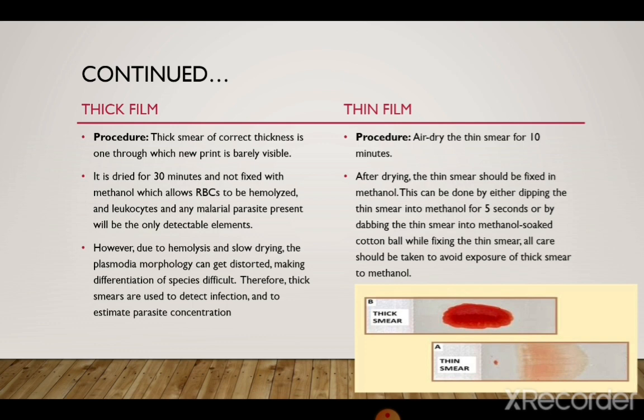For thin film, you air dry the thin smear for 10 minutes. After drying, the thin smear should be fixed in methanol. This can be done either by dipping the thin smear into methanol for 5 seconds or by dabbing the thin smear with a methanol soaked cotton ball. While fixing the thin smear, all care should be taken to avoid exposure of the thick smear to methanol. You can see the picture below. It is showing a slide of thick smear and thin smear.